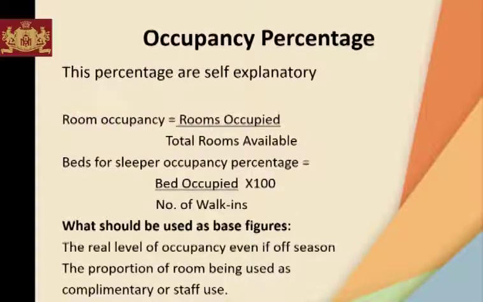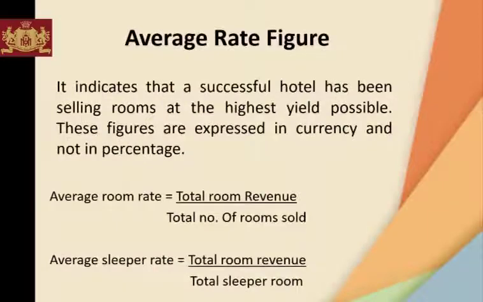What should be used as the base figures? The real level of occupancy, even in off seasons. The proportion of rooms being used as complimentary or at the staff rate is also a figure to consider. The average room rate indicates that a successful hotel has been selling rooms at the highest yield possible. These figures are expressed in currency and not in percentage.